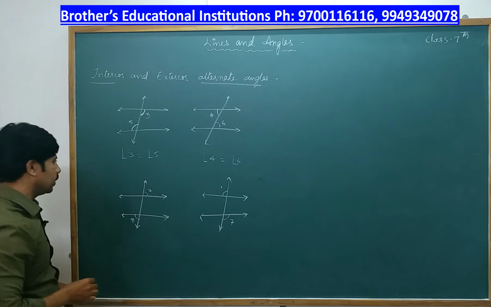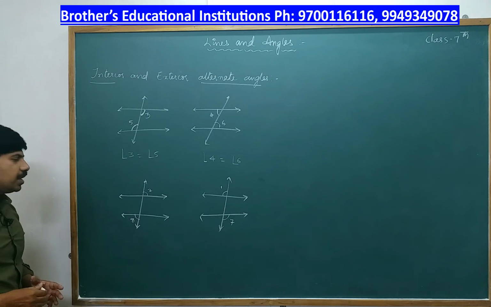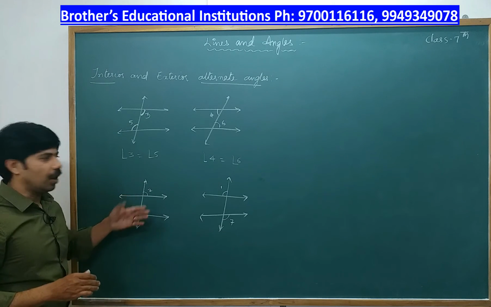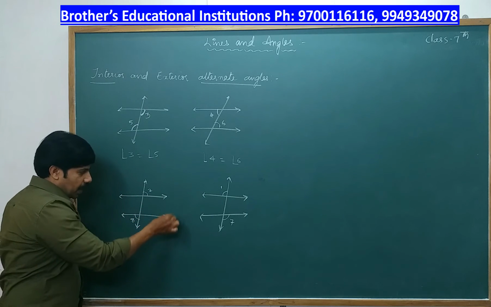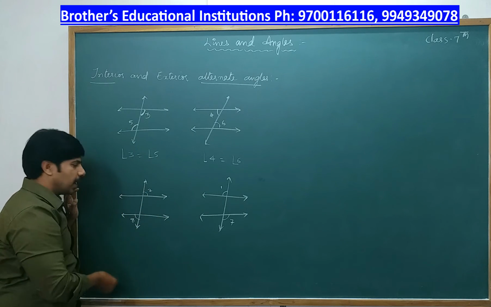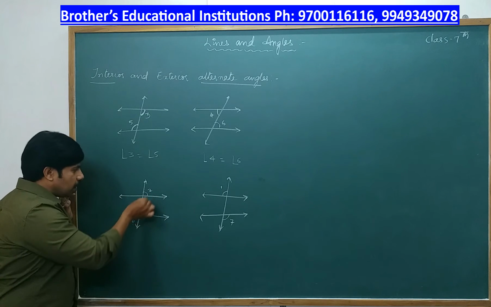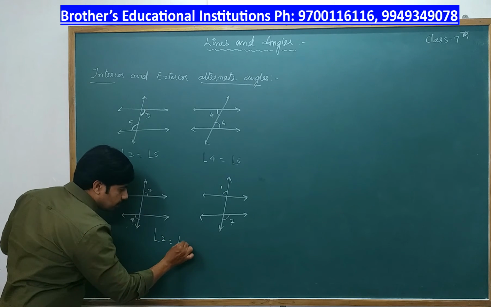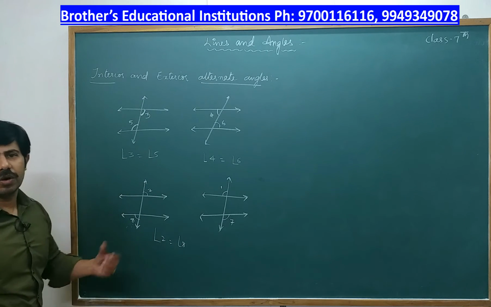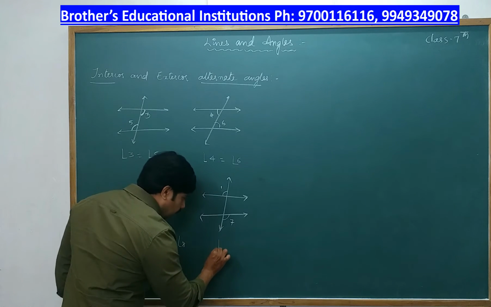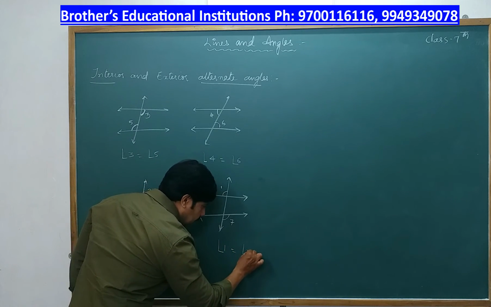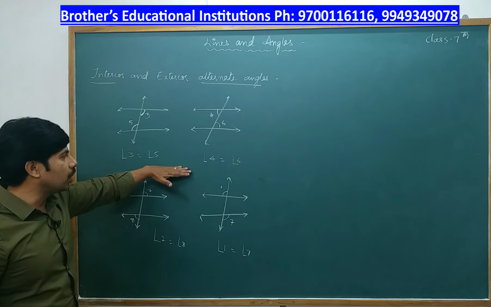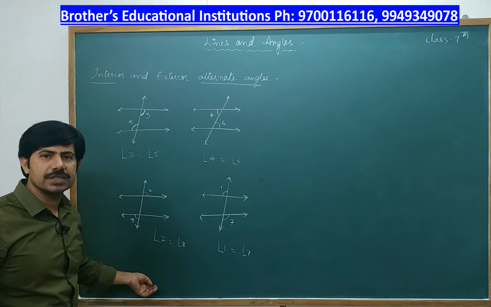Okay, so next one. So now next one is exterior alternate. Exterior alternate means the angles are outside the line, outside the parallel lines. Okay, these are the two parallel lines, outside the line or above the line, and both are on the opposite side, on either side. So here angle 2 is equal to angle 8, exterior alternate, and here angle 1 is equal to angle 7. This is also exterior alternate angles. Remember, interior alternate angles are equal and exterior alternate angles are equal.